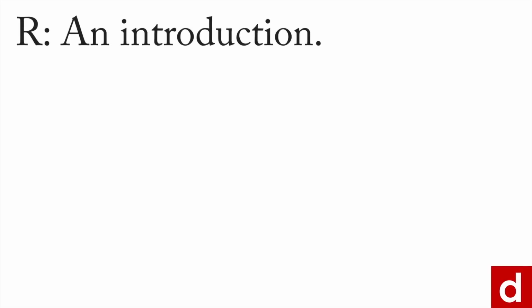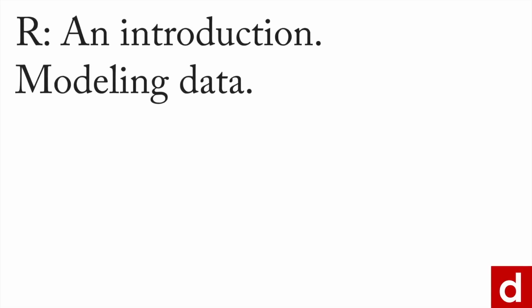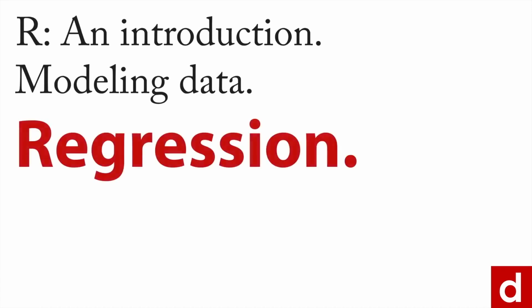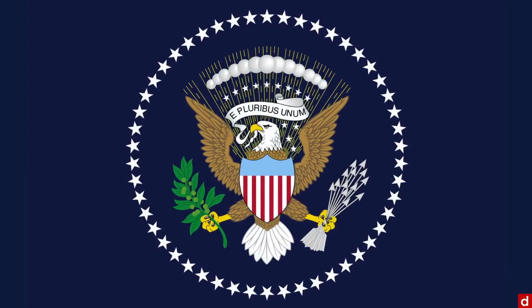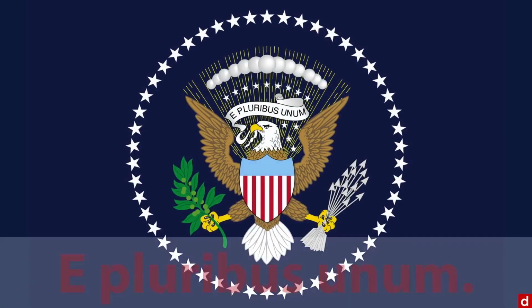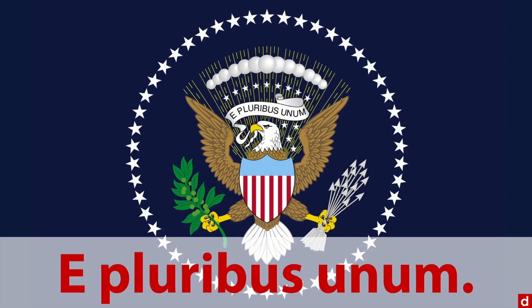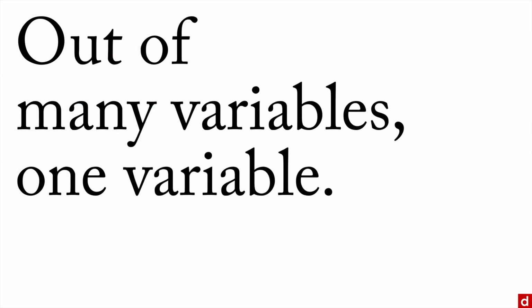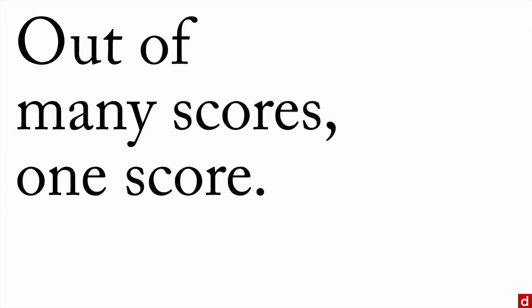Let's finish our very short introduction to modeling data in R with a brief discussion of regression, probably one of the most common and powerful methods for analyzing data. I like to think of it as the analytical version of e pluribus unum, that is, out of many, one, or in the data science sense, out of many variables, one variable. If you want to put it one more way, out of many scores, one score.